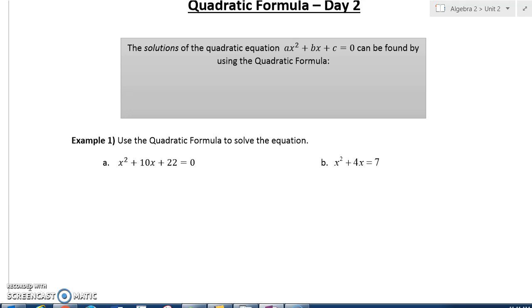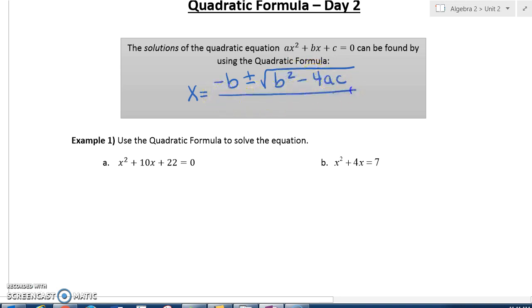Yesterday we talked about how the solutions of a quadratic equation, ax squared plus bx plus c equaling 0, can be found by using the quadratic formula. Remember that the quadratic formula is x equals negative b plus or minus the square root of b squared minus 4 times ac, all over 2 times a.